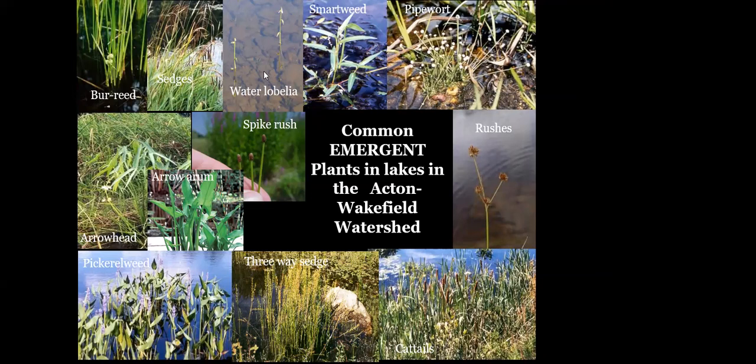Moving over to this one, water lobelia is an interesting one. It's an indicator of good water quality, and it tends to like really rocky or sandy bottom areas. And they are these little skinny stalks, and they have little purple flowers that stick up or actually kind of hang down on the stems.